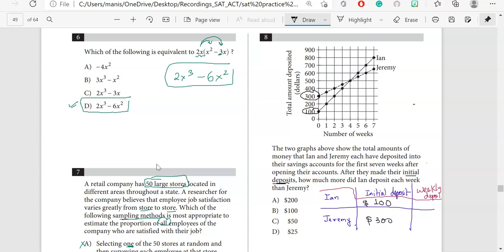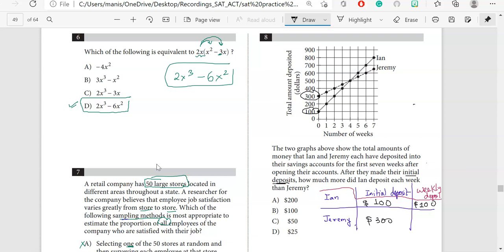Okay. Now, how much more did Ian deposit each week than Jeremy? So let's see over here. For Ian it is 100, but after 1 week how much did it go to? 200. After 2 weeks it went to 300. After 3 weeks it went to 400. Then 500, 600, 700, 800. So this is telling me what? This Ian is depositing how much? $100 each week. What about Jeremy?